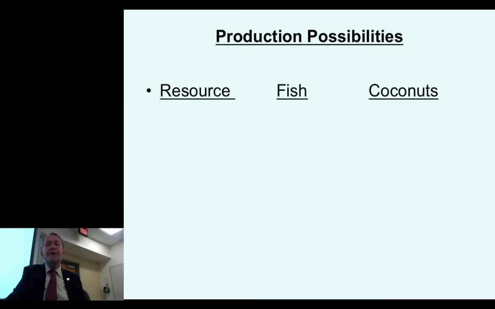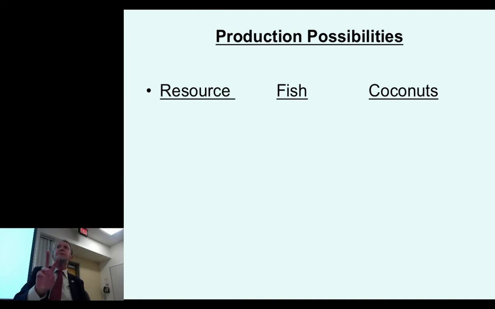So I want to look at two possible resources, Crusoe and Friday. Very simple example on an island. And I want to look at two possible outputs, and that is fish and coconuts. So each resource can produce fish or coconuts, and they're two different resources we'll be comparing.